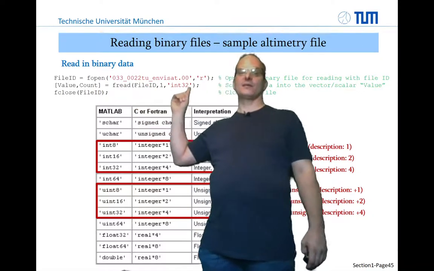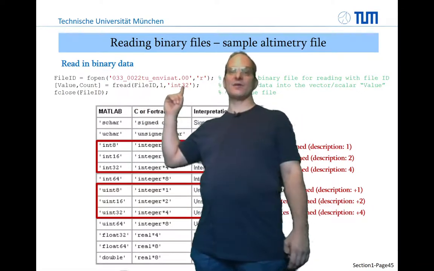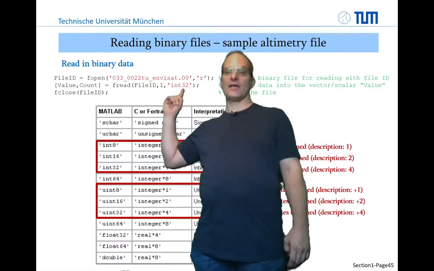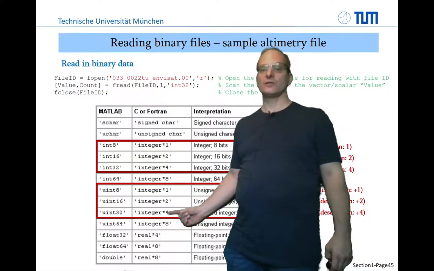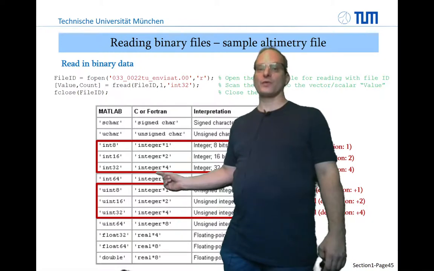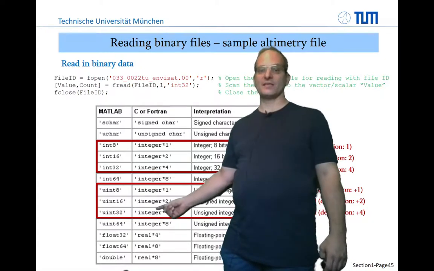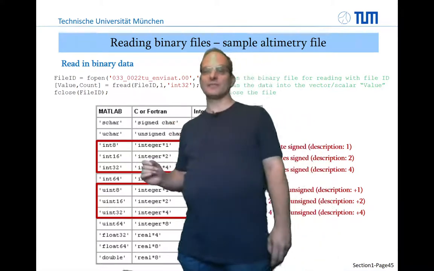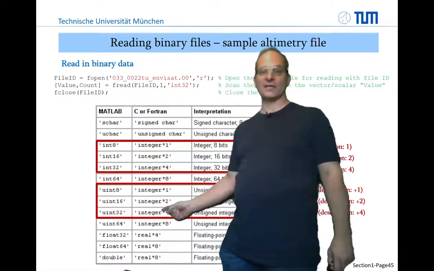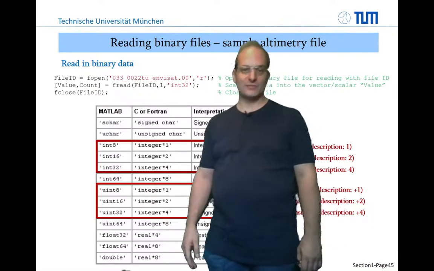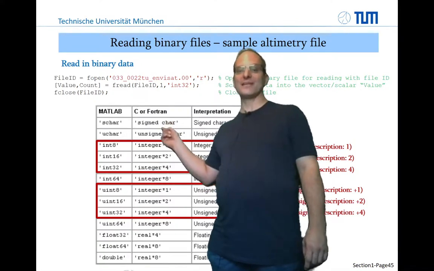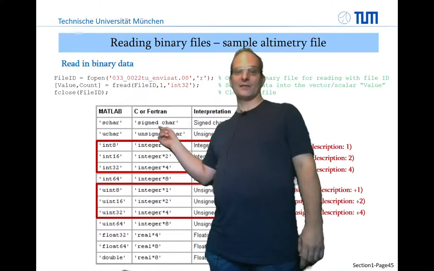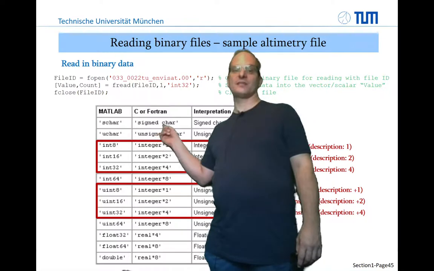In this case, we read exactly one time int32. And int32 is a 4-byte integer, and int32 is with sign. So you have unsigned and you have signed. So with this, you can separate between signed and unsigned and the number of bytes you want to read. So for example, int8, int16, int32, or single elements of one byte for the flags, for example with uchar, unsigned character.